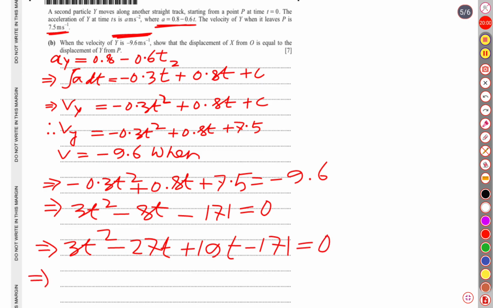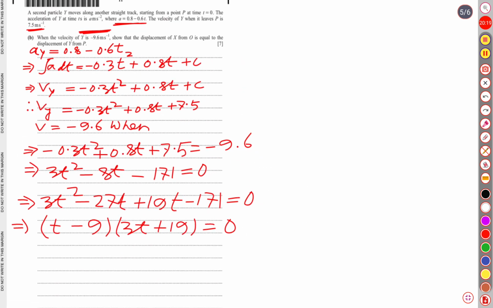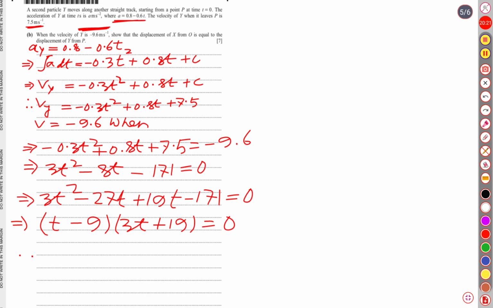Now if we factorize, 3t can be taken common, so it is t minus 9, and the second factor is going to be 3t plus 19 is equal to 0. Hence, as t cannot be negative, our t is going to be 9 seconds, since t is greater than 0. Okay, so at 9 seconds the particle was moving at negative velocity.